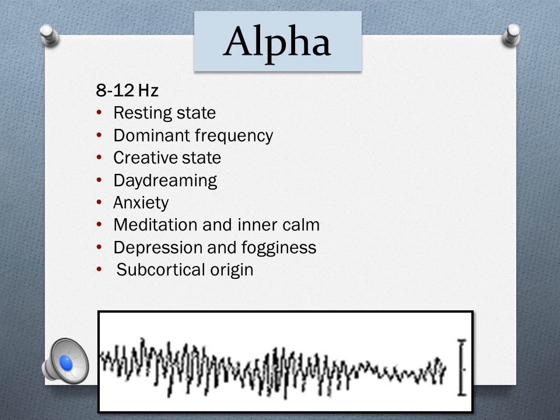So you can see that the lower frequencies, the delta and the theta, have cortical origin, and alpha and the next few they have subcortical origin, generally in the limbic and thalamocortical, or the thalamus.